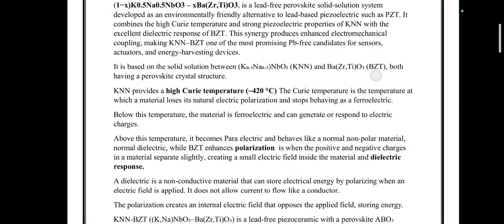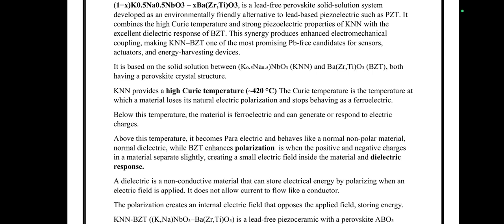Moving forward, KNN provides a high Curie temperature. The Curie temperature is the temperature at which a material loses its natural electric polarization and stops behaving as a ferroelectric. Below this temperature, the material is ferroelectric and can generate or respond to electric charges. But above this temperature, it becomes paraelectric and behaves like a normal nonpolar material, a normal dielectric.